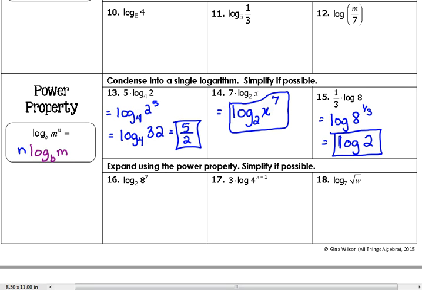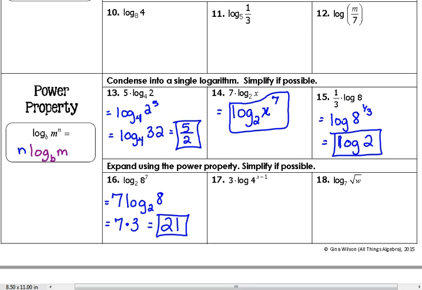So number 16, log base 2 of 8 to the 7th. We're going to move that 7 in front of the logarithm. And log base 2 of 8, can we evaluate that without our calculator? 2 to what power is 8? 3. And what is 7 times 3? 21. So who would have thought when we started this problem that the answer would be 21? I wouldn't have. Not right off the bat.